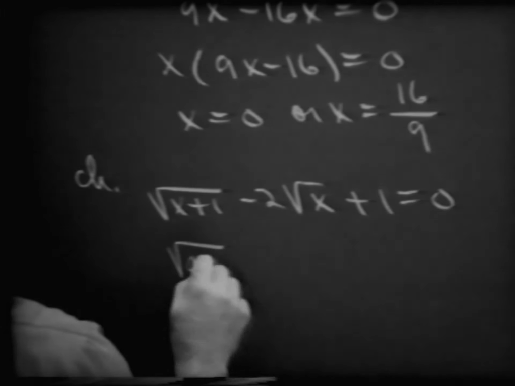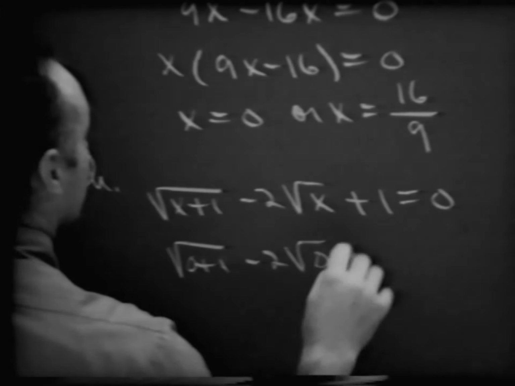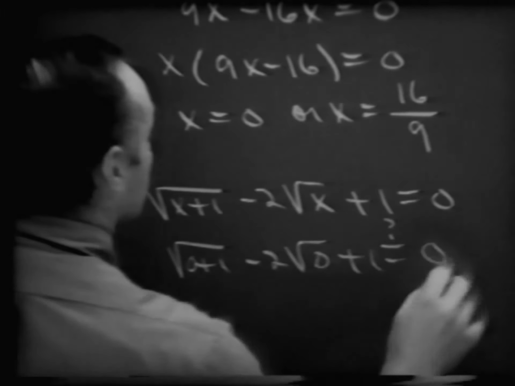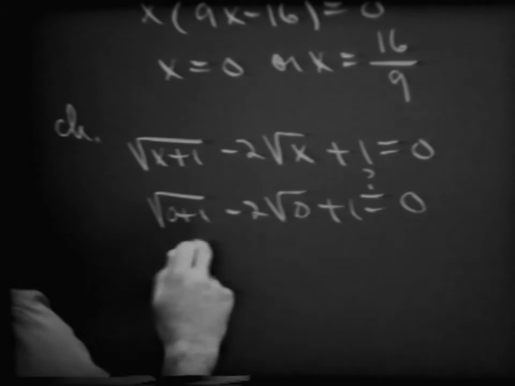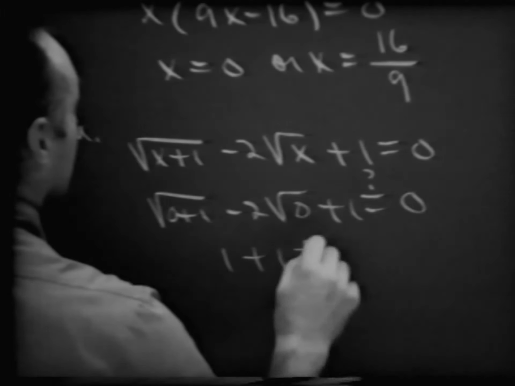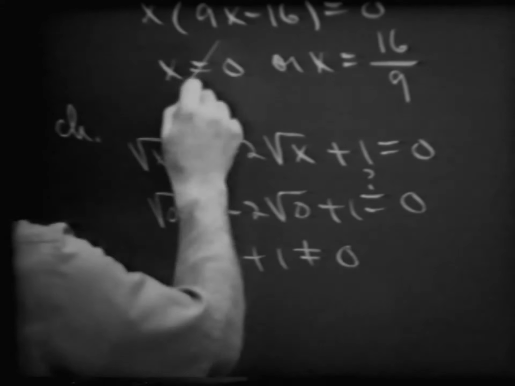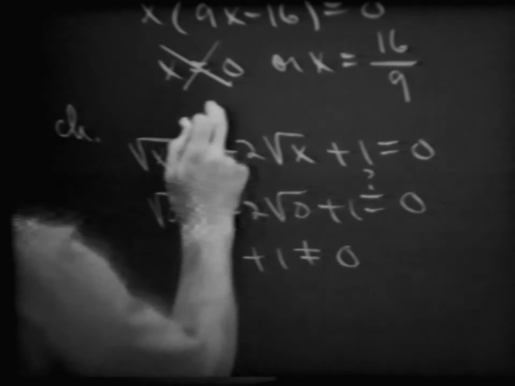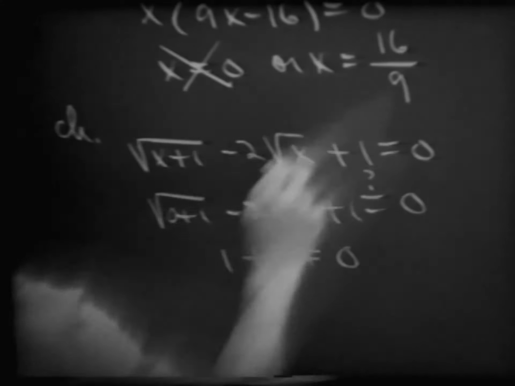We have the square root of 0 plus 1 minus 2 the square root of 0 minus 1. The question is, is this equal to 0? Well, this is the square root of 1, which is 1. This is minus 2 times the square root of negative 1. Again, this is not equal to 0. Therefore, we will exclude this number. Let's then substitute x as 16 ninths.